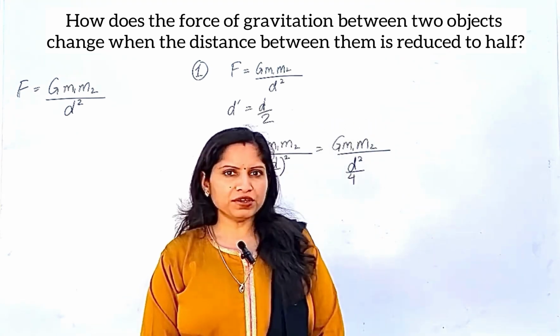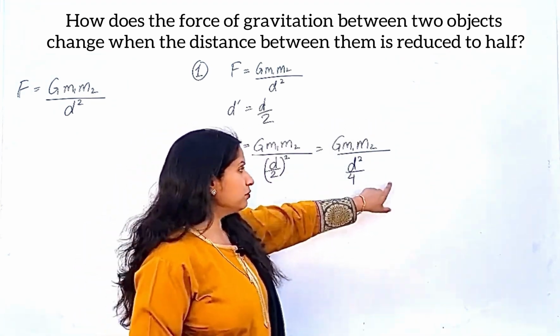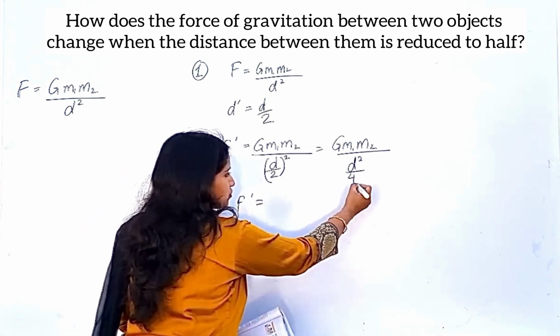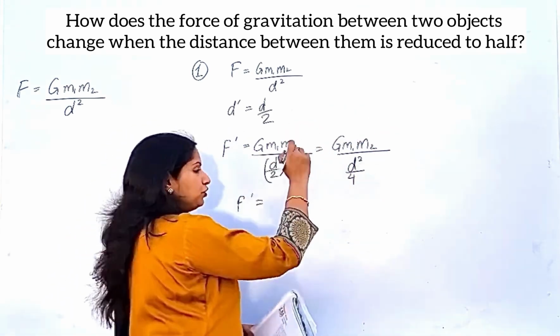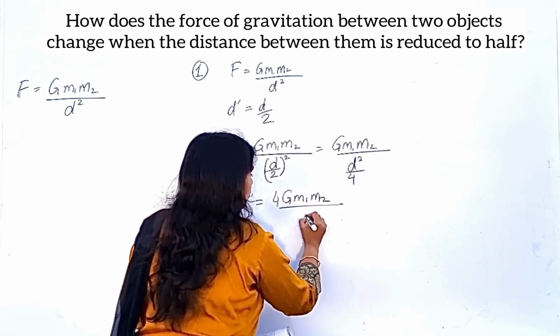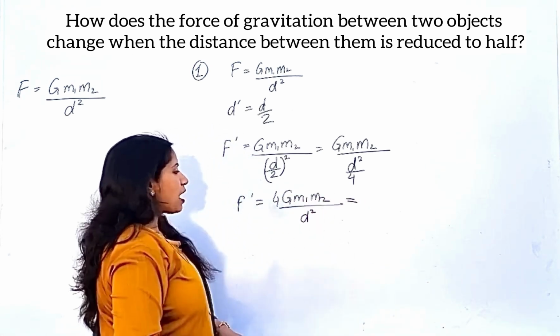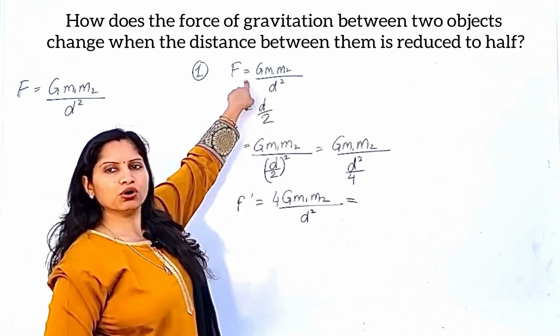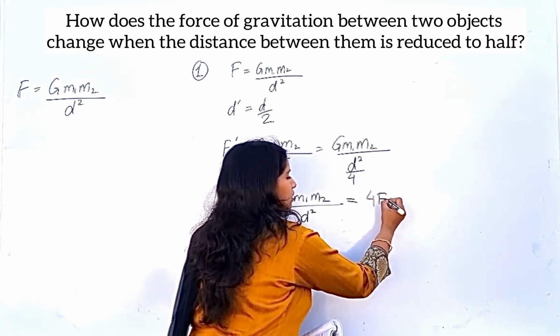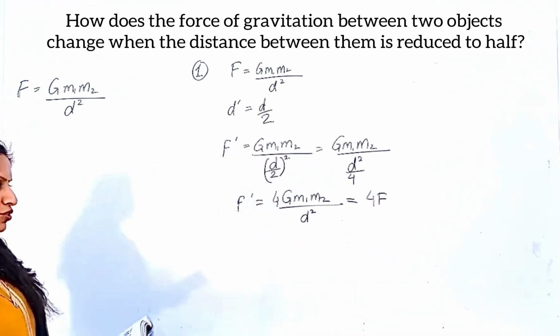But now how to solve it? The denominator becomes the numerator. So F dash, that is the new force, is equal to, this denominator becoming the numerator, 4 capital G m1 m2 upon d square. And this capital G m1 m2 upon d square is the value of the original force, that is represented by F. So the new force will be 4 times the original force. If you want, you can take a screenshot.